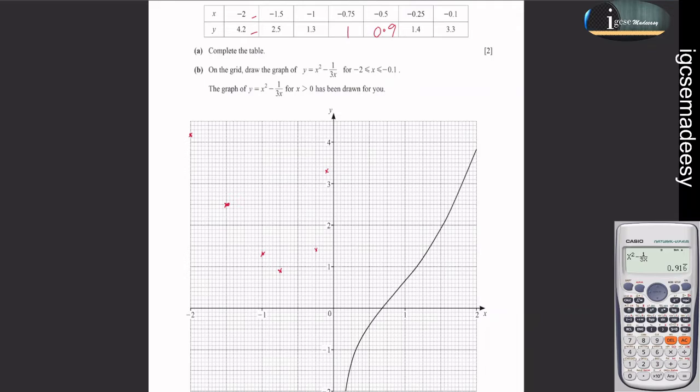1 2 3 4 5 6, 1 2 3 4 5 6, we missed one point, right? So that is minus 0.5 and 0.9, yeah, 0.9 is here. How come I missed that point? Yeah, now it's okay. So if we plot this one, joining all the points, it should be a little smooth. Make sure that you try your best to make it smooth. Yeah, it should look like that.